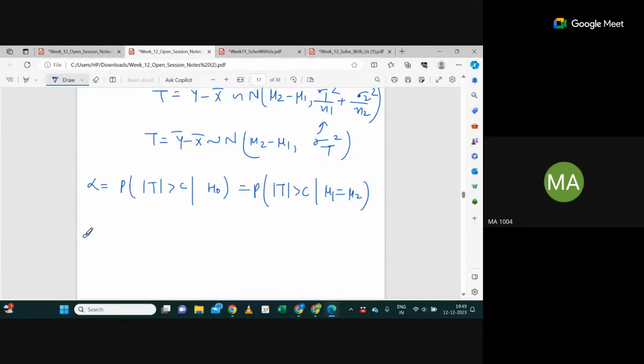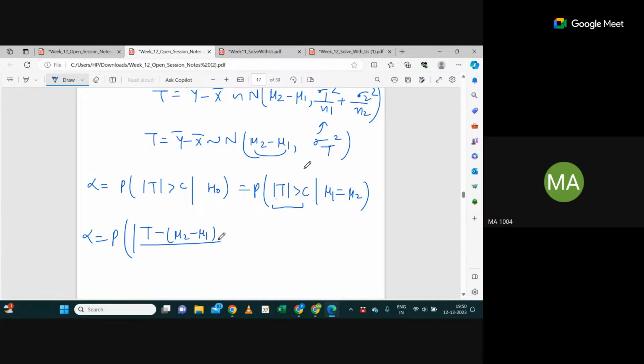So, what is the next step? We have to convert in standard normal form, right? To convert t in standard normal form, what do we have to do? We have to subtract the mean. What is the mean? Mu2 minus mu1. Yes or no?